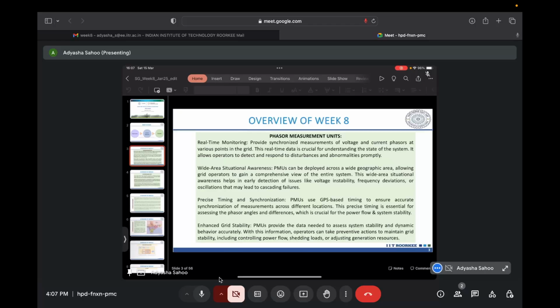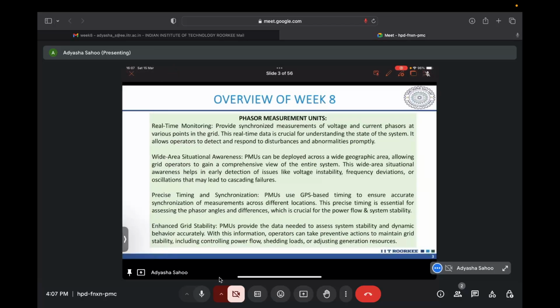So basically, we see that these PMUs are used for the real-time monitoring of our system, and they provide us with the phasors, both the voltage and current magnitude and the angles at various locations in the grid. So, at various geographical locations across the grid, we can have the information of the phasors of the voltage and the current. These are crucial for understanding the state of the system.